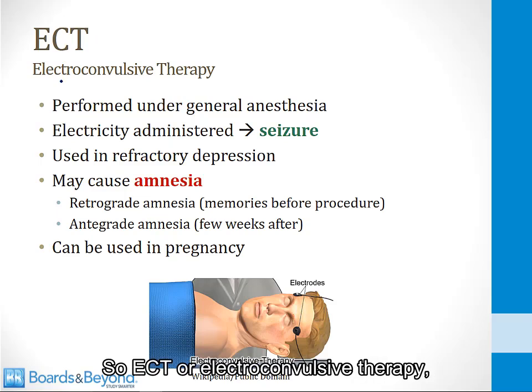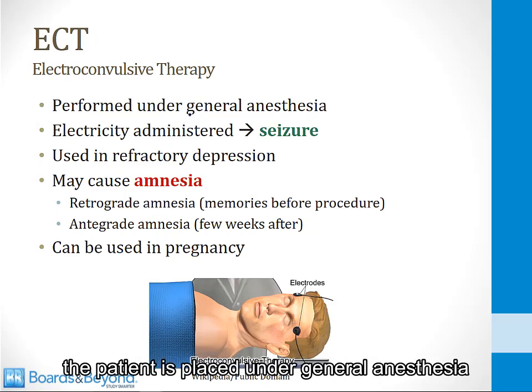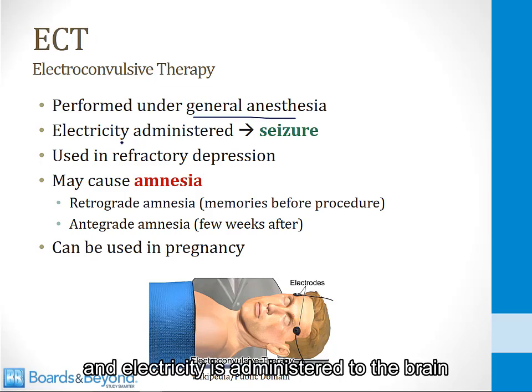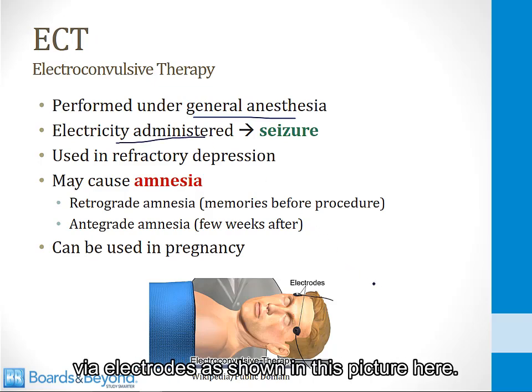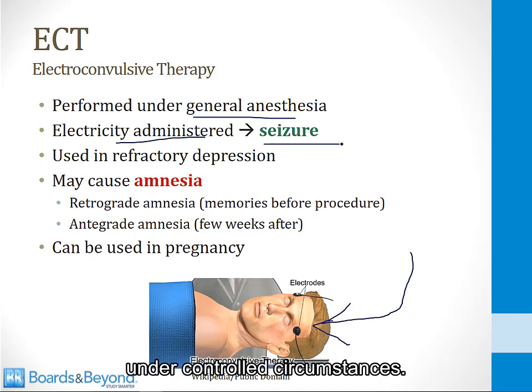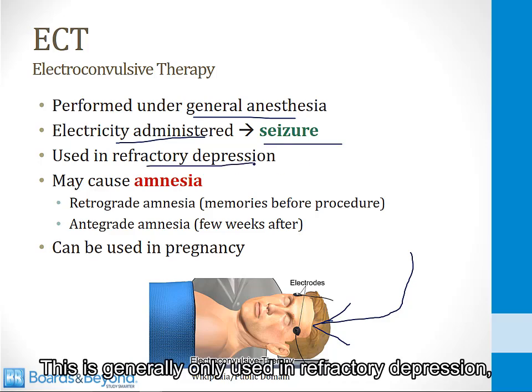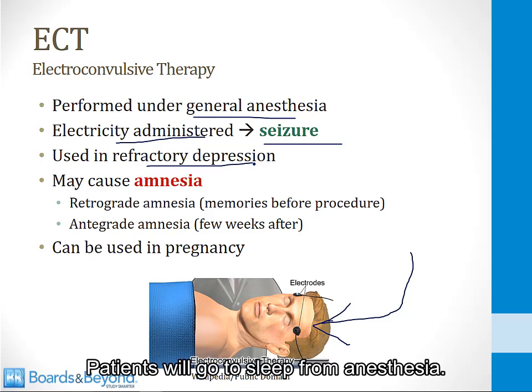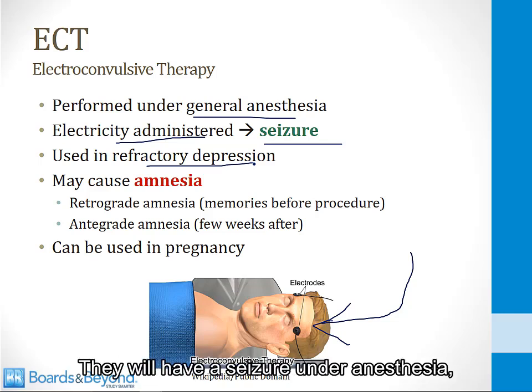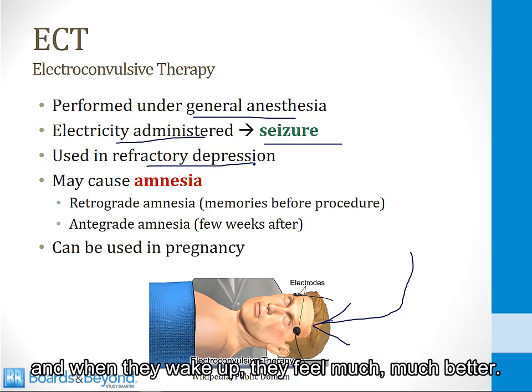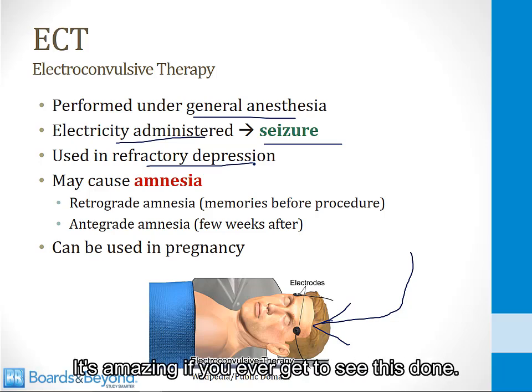So ECT, or electroconvulsive therapy, a patient is placed under general anesthesia and electricity is administered to the brain via electrodes, as shown in this picture here. And the idea is to induce a seizure under controlled circumstances. This is generally only used in refractory depression, and it actually works. Patients will go to sleep from anesthesia. They will have a seizure under anesthesia, and when they wake up, they feel much, much better. It's amazing if you ever get to see this done.